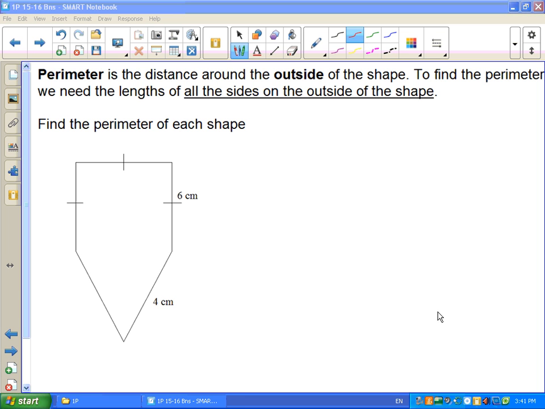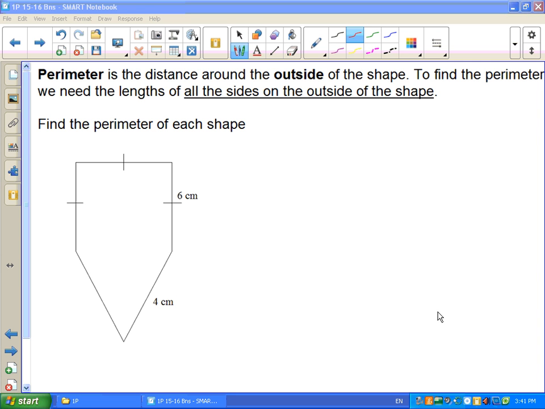So in the first part of the lesson, we looked at two shapes, and we looked at how you would find the area of those two shapes. And both of the shapes that we're looking at were composite shapes, or two simpler shapes put together. In this part of the lesson, we want to look at how you'd find the perimeter of a composite shape.